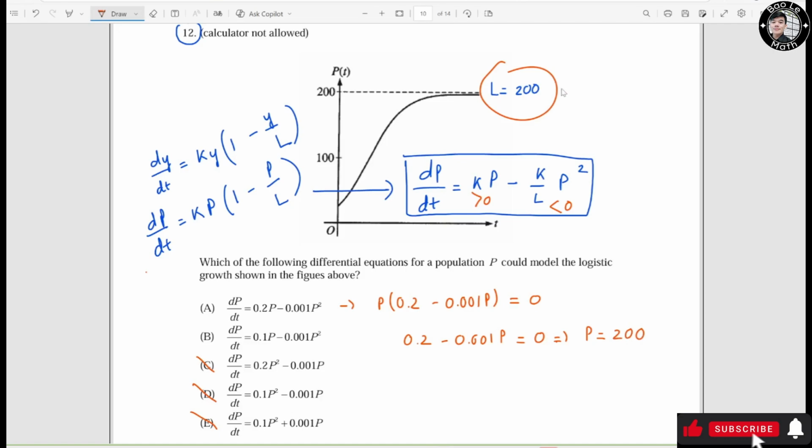Which is the maximum value right here, right? So the answer is A. Now look at answer choice B. We factor P out, right? So we only end up with 0.1 minus 0.001 P. Set this one equals 0. So P equals 100, which is not the right one, right? So answer choice B is wrong.